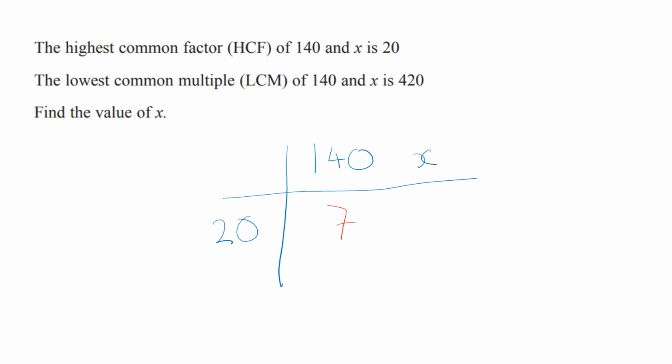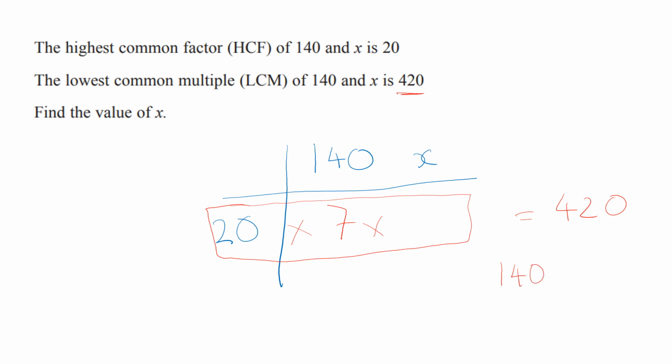Now, I don't know that number at the moment, but I do know that the lowest common multiple is 420. So if we multiply these three numbers together, I get 420. So then I'll be able to work out that number, and then I'll be able to work out x. So what have I got? 140 times 3 is 420. So that must be a 3. And then, so now I know that x divided by 3 is 20, so x must be 60.